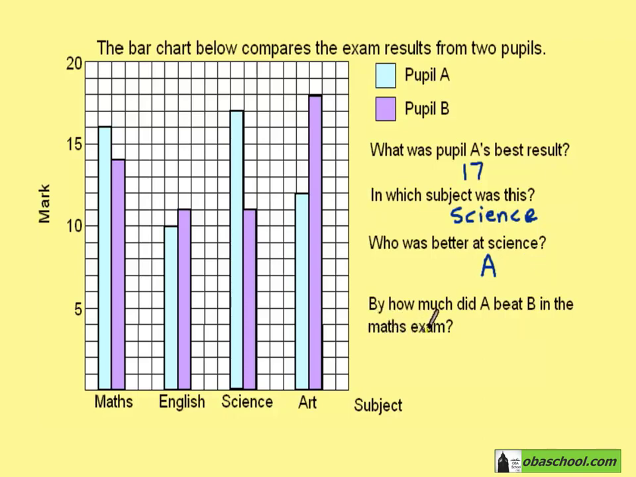By how much did A beat B in the maths exam? If we look at the maths exam bars, we can read off that A got 16 and B got 14. Therefore, A beat B by 2 marks.